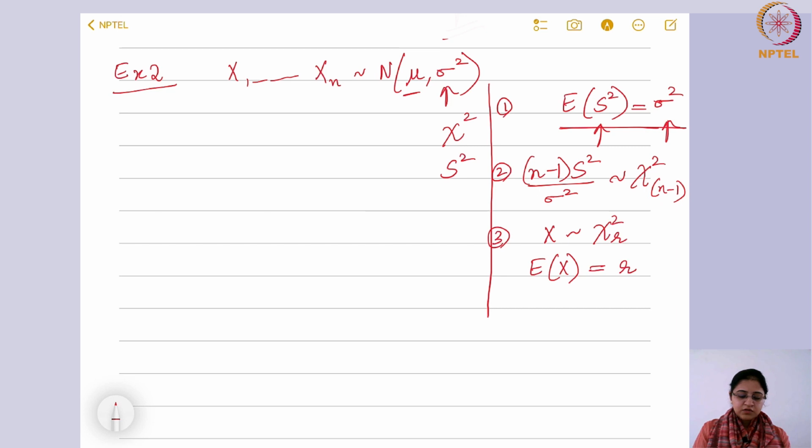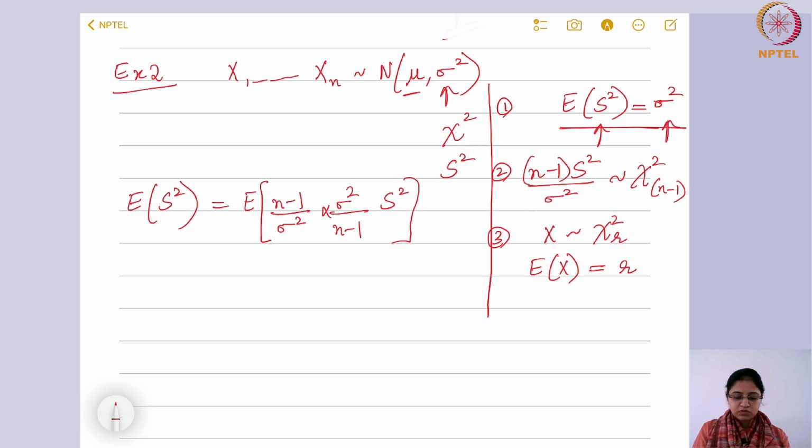In this case, if I just start with the expectation of the sample variance, let me multiply and divide it by this term, n minus 1 over sigma square into sigma square over n minus 1, times s square. So this would be the same quantity. Now I can take sigma square over n minus 1 outside the expectation, and what you are left with is n minus 1 over sigma square into s square.